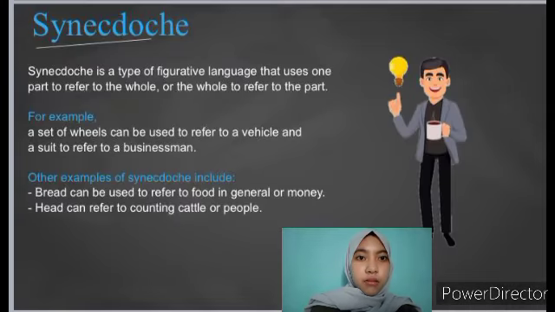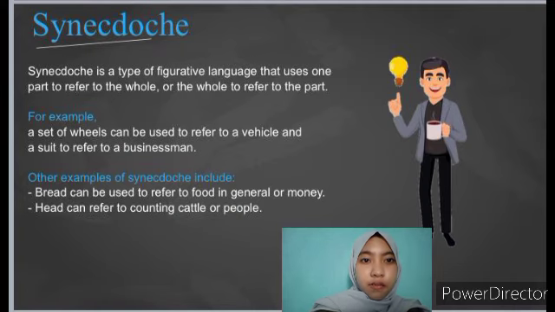I am Rizka Octavia Damanik. I will explain about synecdoche. Synecdoche is a type of figurative language that uses one part to refer to the whole, or the whole to refer to the part. For example, a set of wheels can be used to refer to a vehicle and a suit to refer to a businessman.